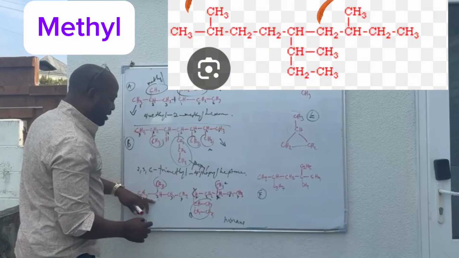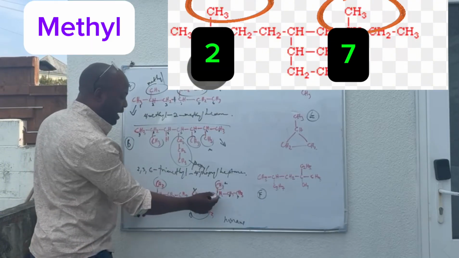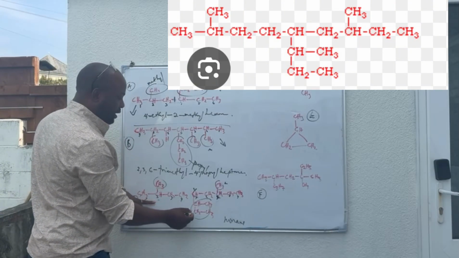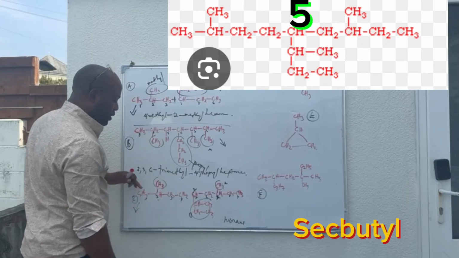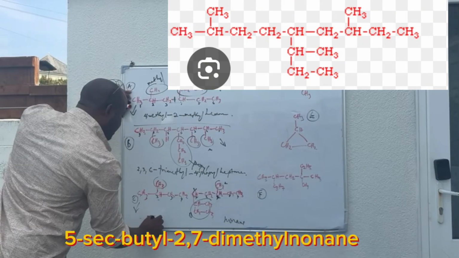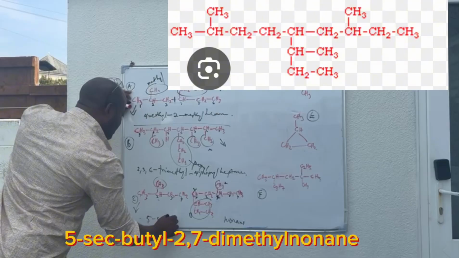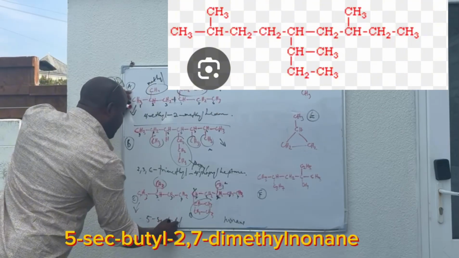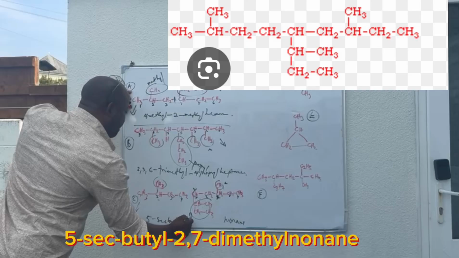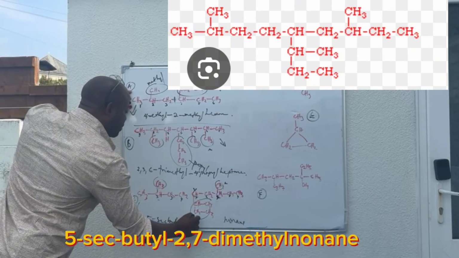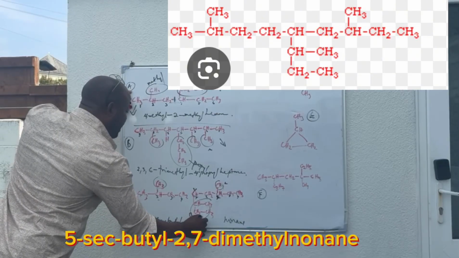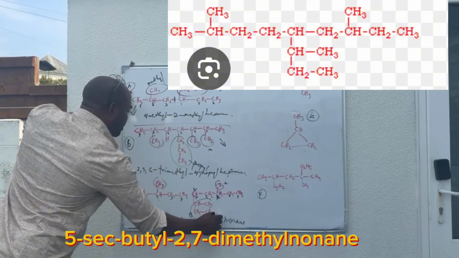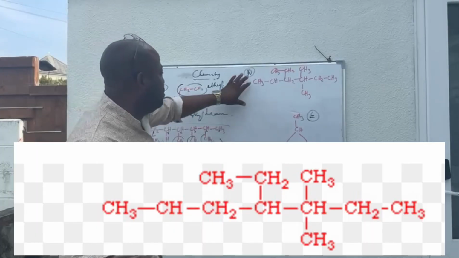So our methyls are on top of 2 and 7, while our butyl is on top of 5. So it becomes 5-sec-butyl-2,7-dimethylnonane.